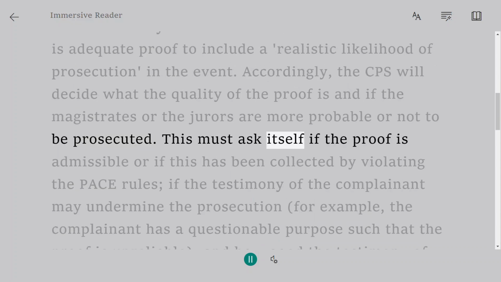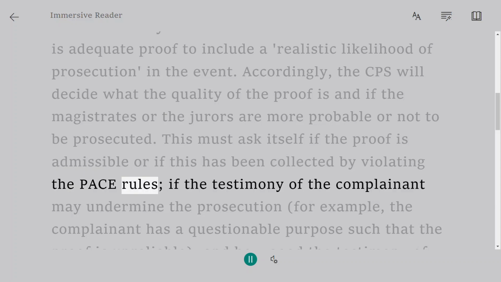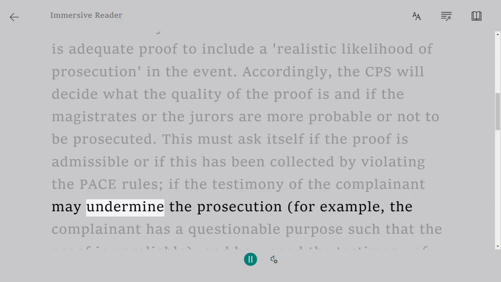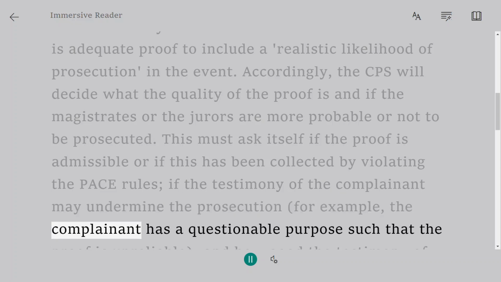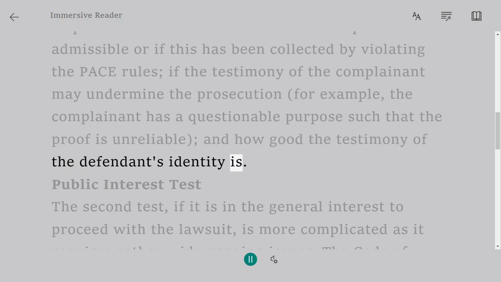This must ask itself if the proof is admissible or if this has been collected by violating the PACE rules, if the testimony of the complainant may undermine the prosecution, for example, the complainant has a questionable purpose such that the proof is unreliable, and how good the testimony of the defendant's identity is.